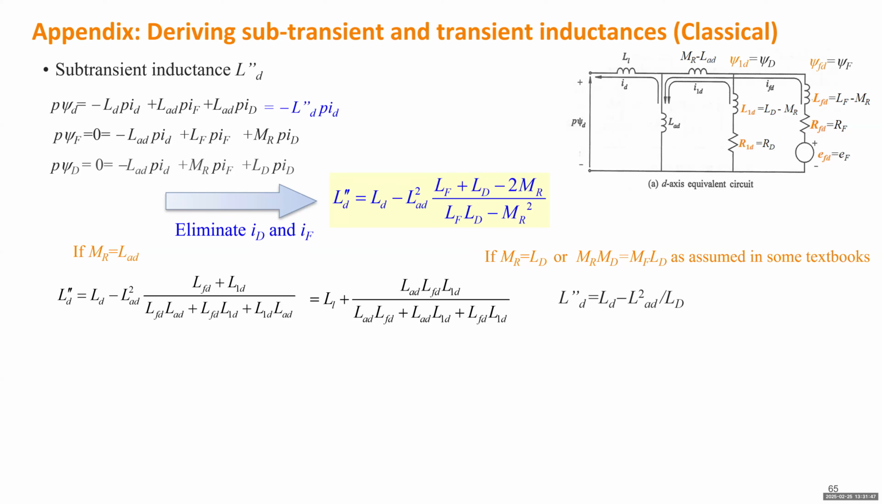So if you give the circuit some typical values, try to compare the Ld double prime calculated using this method, by assuming MR is equal to Ld, or using this one, by assuming those two parts are the same. The values are very close, close enough, and the difference is not important at all, at least for power system stability study.